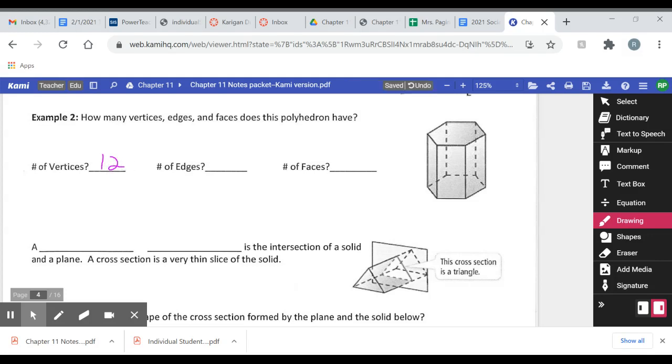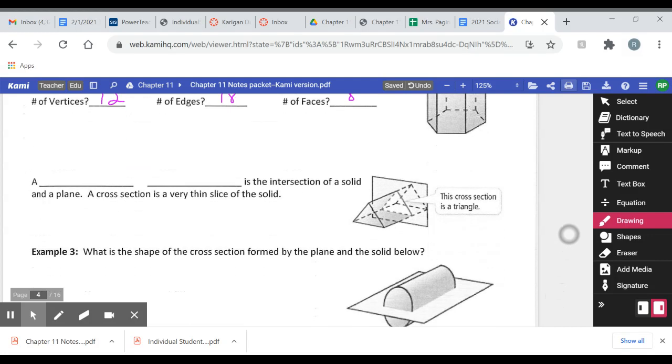The number of edges, if you think about the bases on the top and the bottom, they each have 6 sides, so 6 and 6 is 12. But then there's also a line connecting each vertex of the 2 bases, so that makes 6 more edges, so that's a total of 18. And then the number of faces, we can see that, again, there's 1 face on top, 1 face on the bottom to represent those 2 bases, and there's 6 faces around the side that are representing the 6 sides of the hexagon. So 6 around the sides, plus the top and the bottom, so that makes 8 faces.